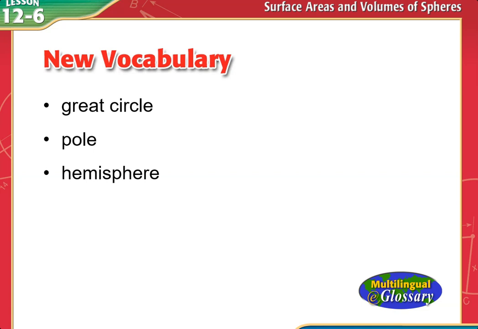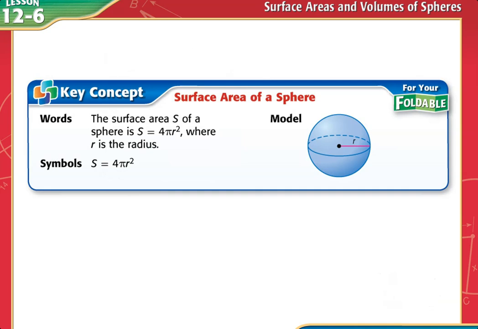Okay, so here's a key concept. Surface area of a sphere. The surface area of a sphere has an equation which is 4 pi r squared. So we can think of this as the area of a circle, which we already know is pi r squared, and just multiply by 4.